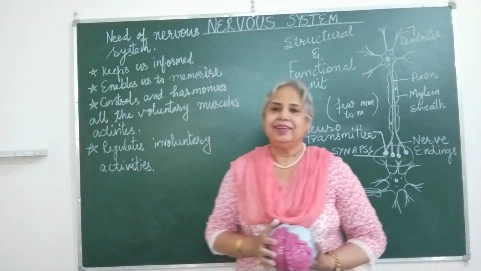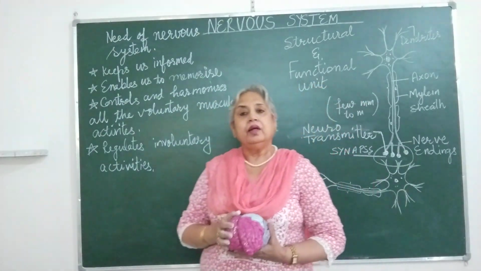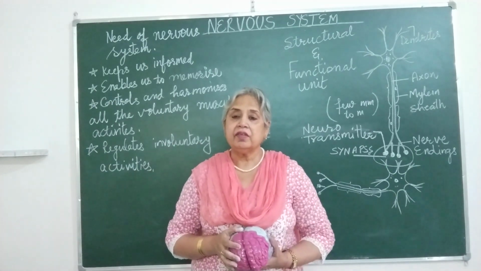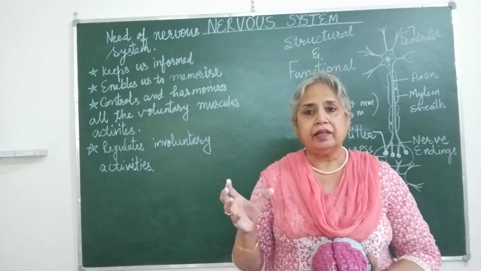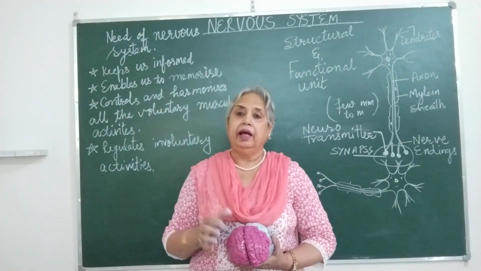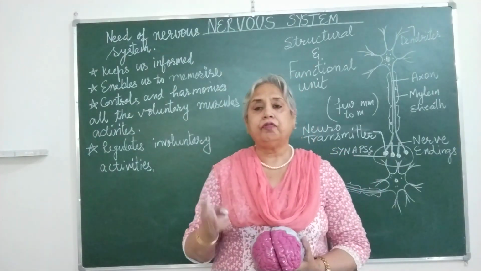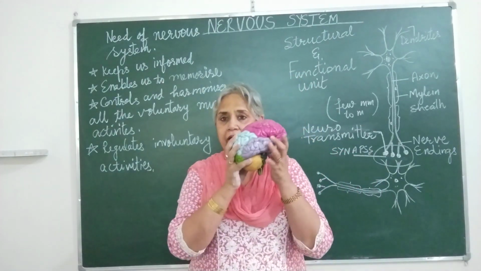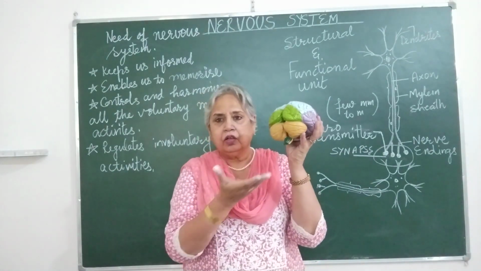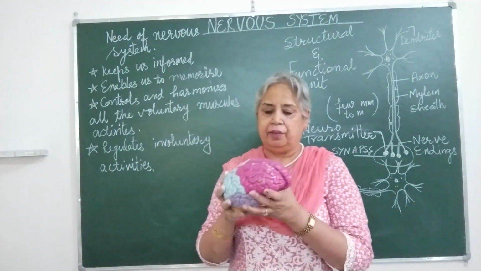Hello students, today's topic is nervous system. Now, what do we mean by nervous system? Nervous system is a complex network of various nerves, right? And it basically consists of two main parts. One is the brain and other is the spinal cord, which initiates from here, the brainstem.